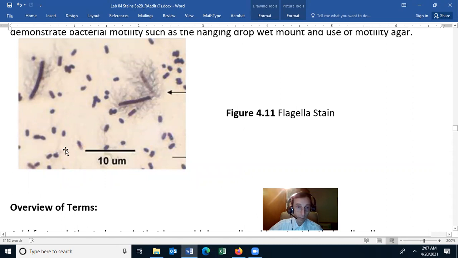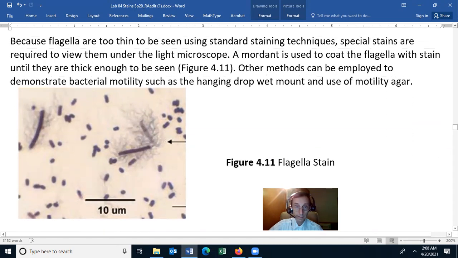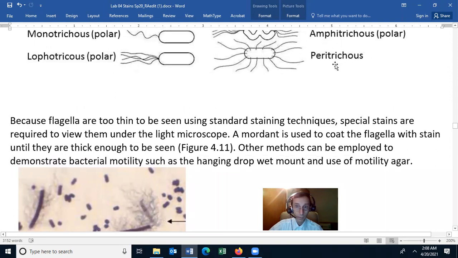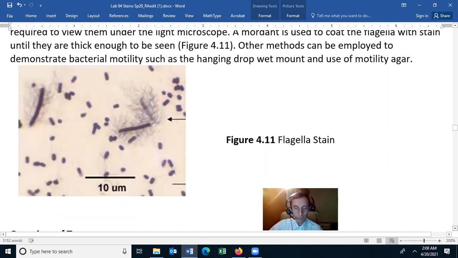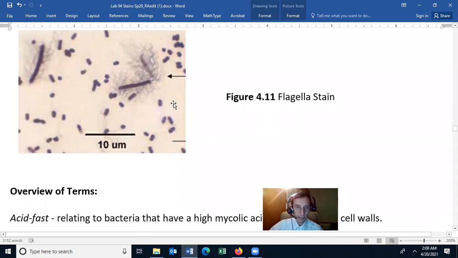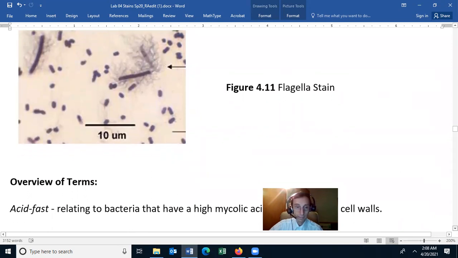So this is all one species of bacteria, and you'd say that the flagella arrangement is the highest order, which in this case would be Peritrichous. So if you have any questions about that, email me or watch this video because I just explained it to you. All right, you should know the terms of this lab.